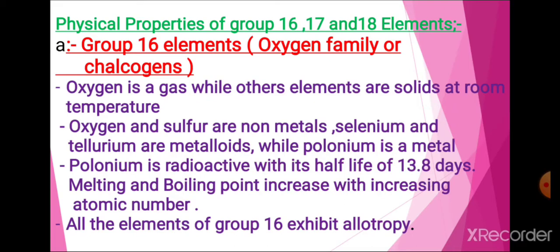Metalloids means the elements which exhibit some of the properties of metals and some of the properties of non-metals. These elements are called metalloids. The last member of this group is polonium, which is a metal. This polonium is a radioactive element with a half-life of 13.8 days.